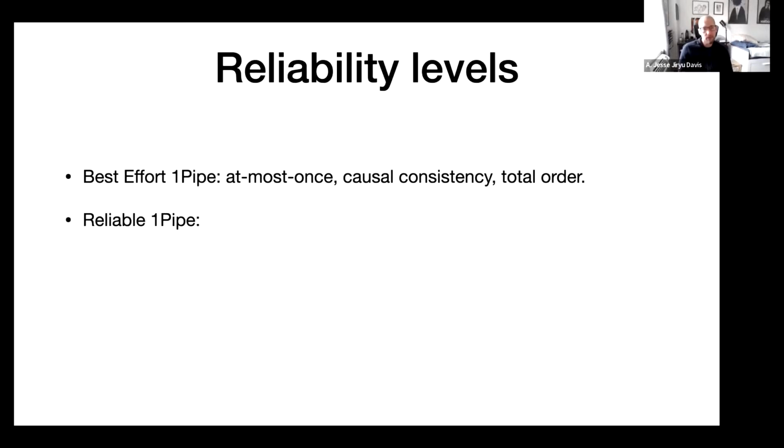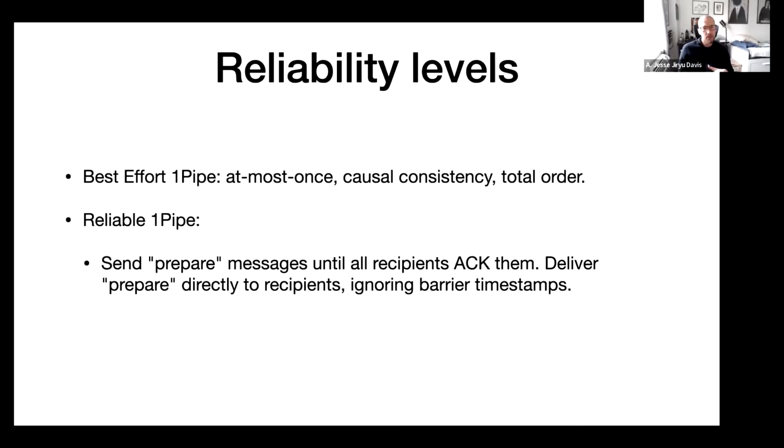The other reliability level is reliable OnePipe, and this is basically a 2-phase commit protocol. So a node sends prepare messages to all recipients in the scattering until the recipients acknowledge them. It delivers these prepare messages directly, ignoring barrier timestamps. So there's no causal enforcement in this phase. Once all of the acknowledgements have been received, then you send commit messages using best effort OnePipe. And so there's no acknowledgement and there is causal consistency in this second phase.